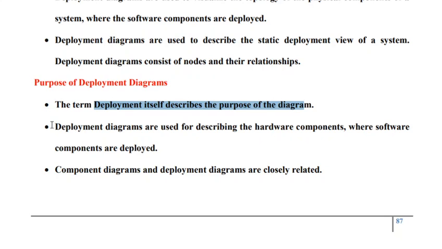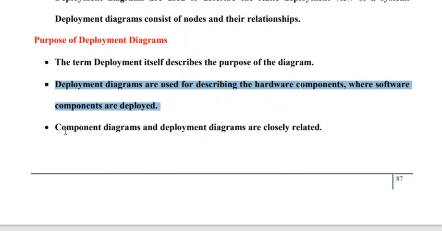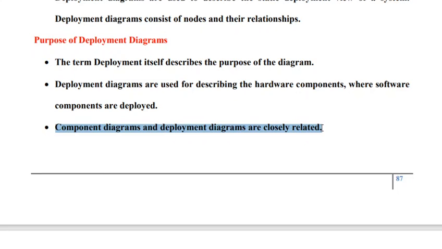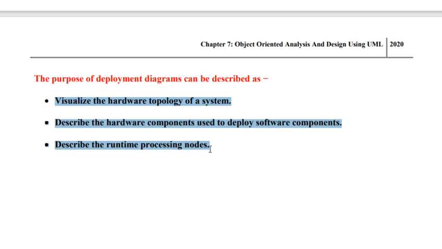So deployment diagrams are used for describing the hardware components and the software components and the location where they are deployed, right? So component diagram and deployment diagram are closely related. A component diagram highlights all the components, whereas a deployment diagram highlights all the components and the places or topology where the components reside, right? So the purpose of the deployment diagram is to visualize the hardware topology of the system, describe the hardware components used to deploy software components, and describe the runtime processing nodes. So these are the three important purposes of a deployment diagram.